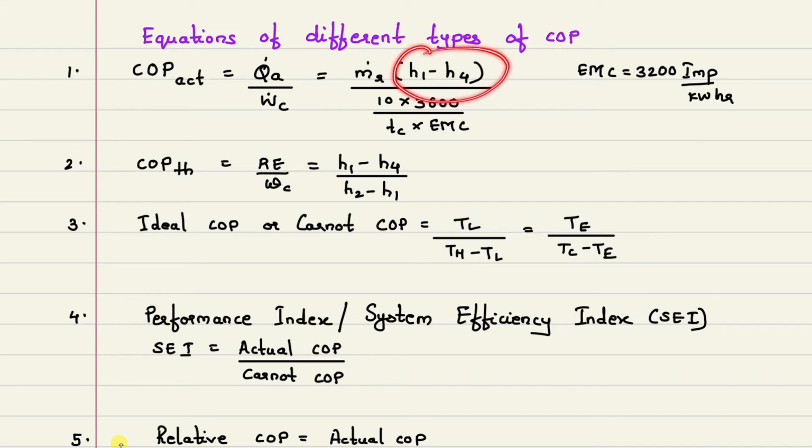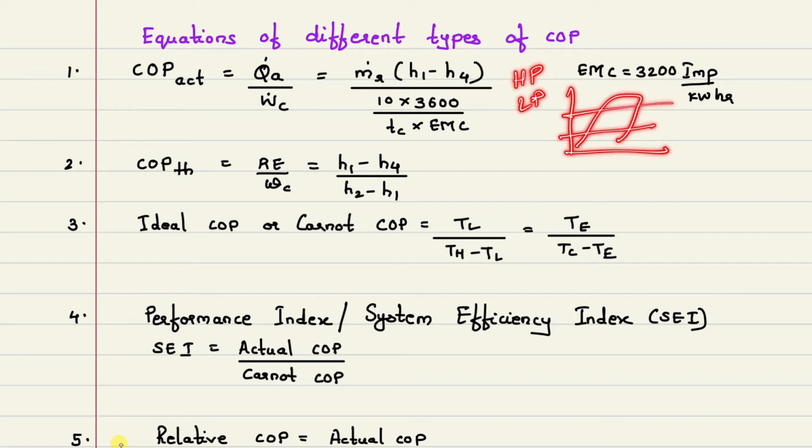So this enthalpy difference, how to get? We can read HP and LP pressure on the setup, and from there we have to plot the pH diagram based on the pressure and take the readings of temperature, then plot the vapor compression cycle. There we have to read H1 and H4 value.